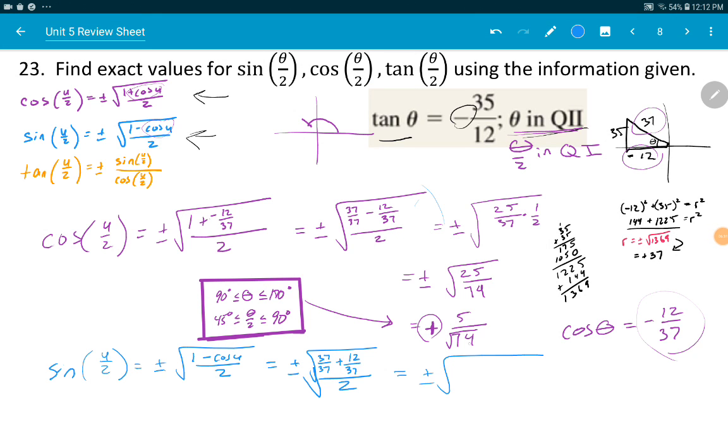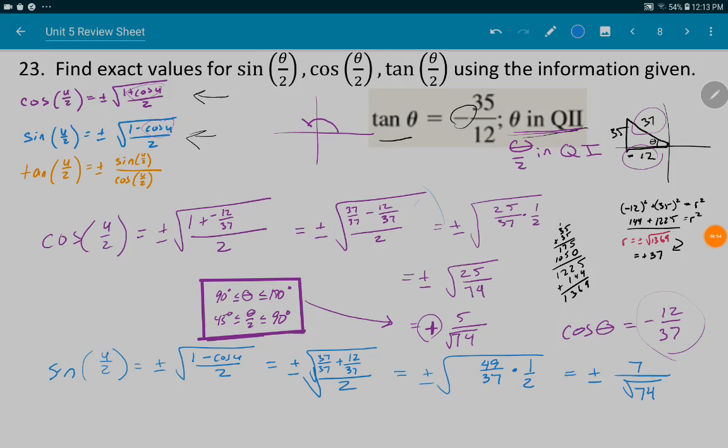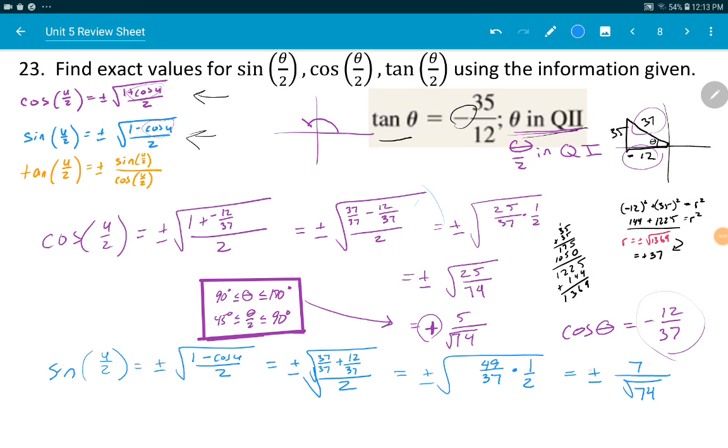That gives me 49 over 37. And instead of dividing by 2, I'm going to multiply by 1/2. The square root of 49 is 7. And then in the denominator, I have the square root of 37 times 2, which again is the square root of 74. Our sign is going to be positive since we're in quadrant 1. Remember that math right there. So that is plus 7 over the square root of 74.